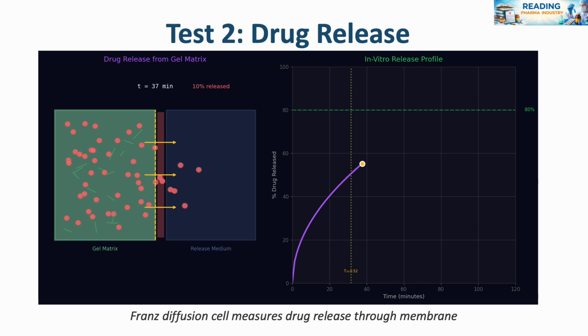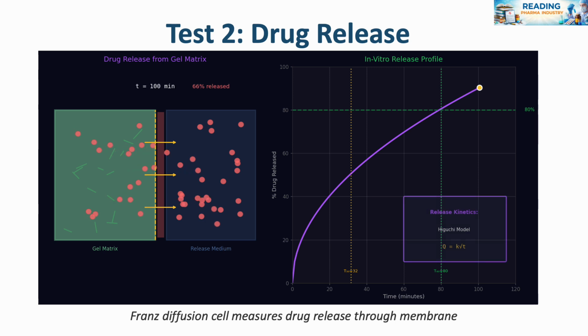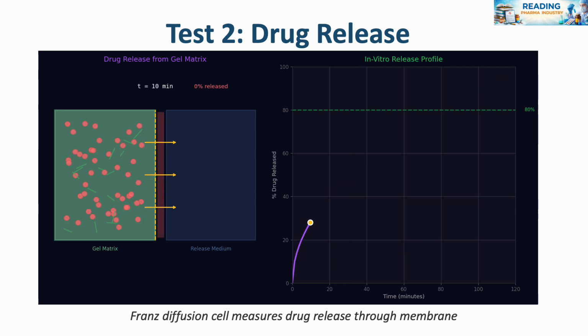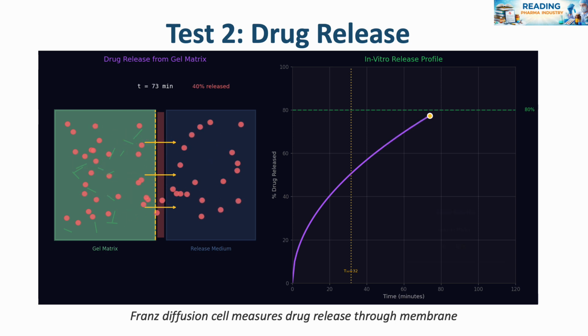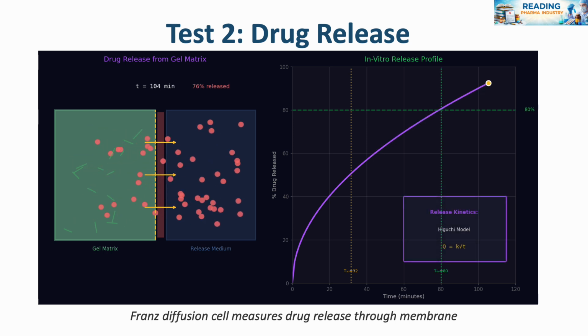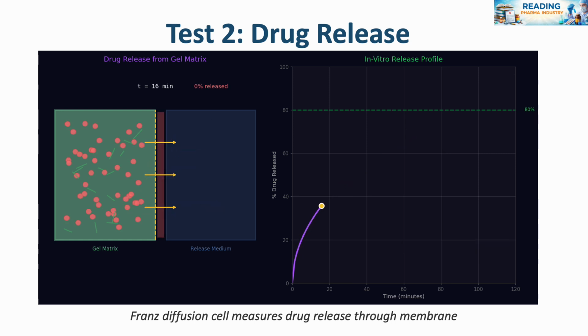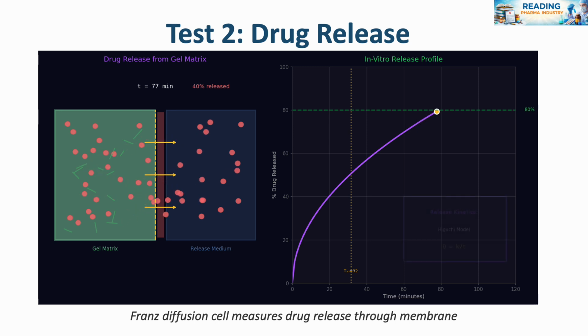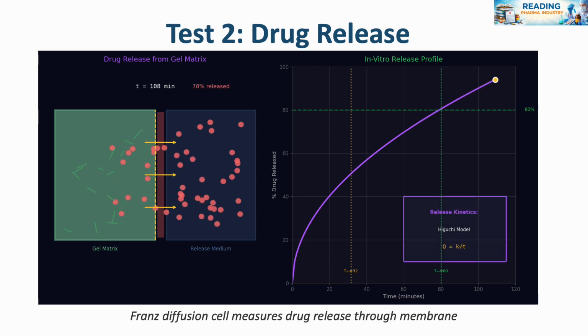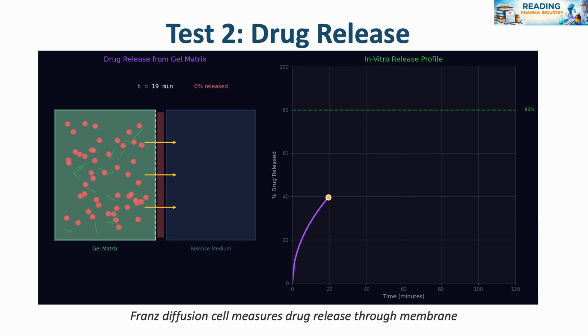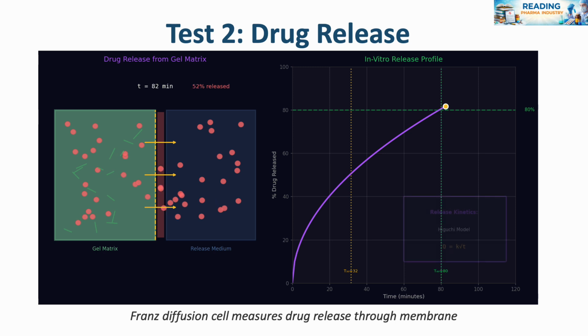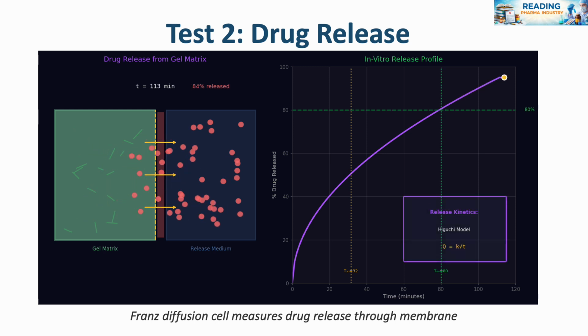Another test we can do is to measure the amount of the drug released from the gel system. And the way you do this is using in vitro assessment using the Franz diffusion cell. That will allow us to measure the amount of the drug that diffuses through a membrane. As you can see here in this animation, on the left, the drug is diffusing across the membrane to the right part. So this is the gel matrix on the left, and it goes into the release medium, diffusing through the membrane. Hence, this is called the Franz diffusion cell.